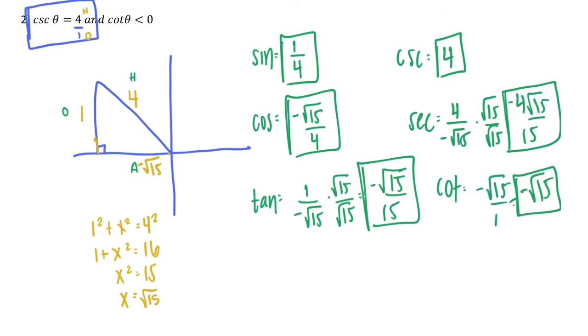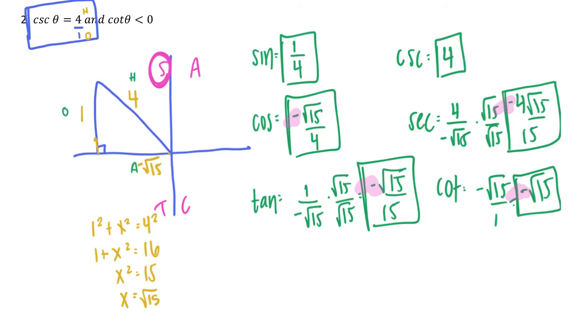Hey guys, check your signs here. Notice, or remember, that all students take calculus. The only thing that should be positive in the second quadrant is sine. Well, would you look at that? Everything else besides sine and its reciprocal is negative. It's always a good idea to check your signs before turning in your work, before finishing the problem, and making sure that your work is complete.